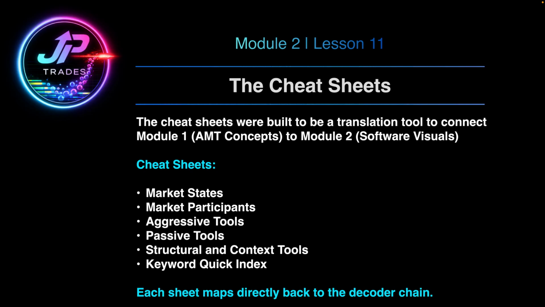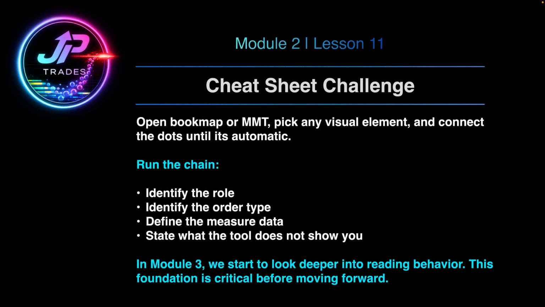So before you move into module 3, open your chart, pick a few visible elements, and for each one, run through this chain. Identify the auction role, identify the order type, define what data is being measured, and state what the tool is not telling you. Because if that process feels smooth, you're ready to go to the next module. But if you stall anywhere and have trouble connecting the dots, just use the corresponding cheat sheets to tighten your translation. Because module 3 is where we begin reading interactions.